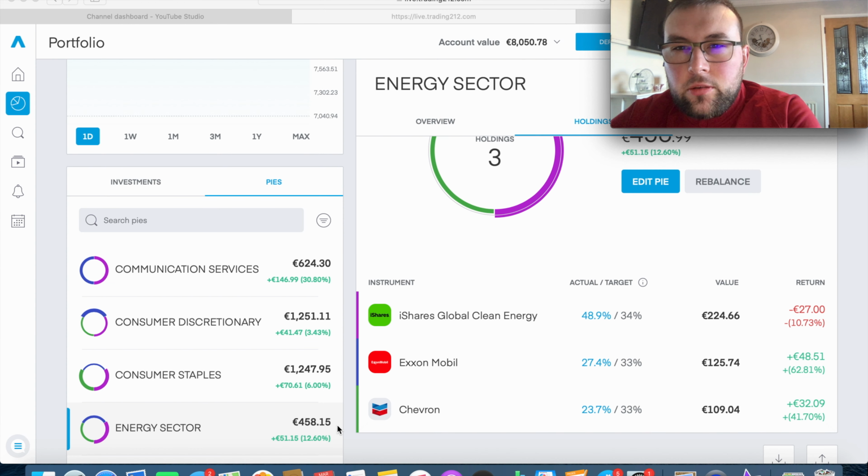But the energy sector pie is quite an interesting one in my opinion. We currently only have about €450 invested and are up 12.6%. Now the reason why I say it's interesting is because originally when I started investing, I wanted to put a lot more money into the old school energy stocks in the form of Chevron and ExxonMobil. However, the second I started investing in them, they went up fairly fast, so we were lucky enough when we got in. For example, ExxonMobil is up over 60% and Chevron is up about 41.7% at the moment. So I haven't really invested further into those.